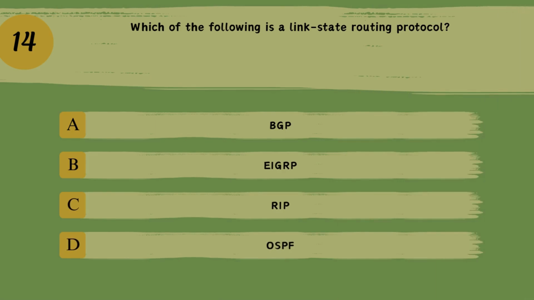Question 14. Which of the following is a link state routing protocol? A. BGP. B. EIGRP. C. RIP. D. OSPF. Correct answer, D. OSPF.